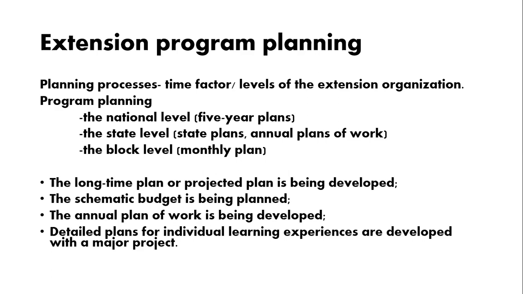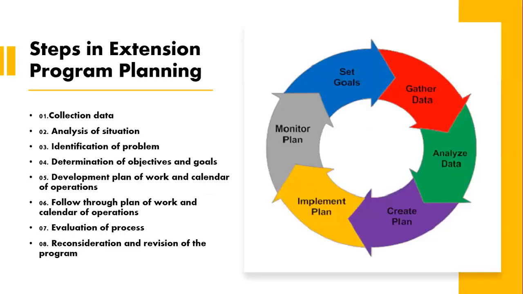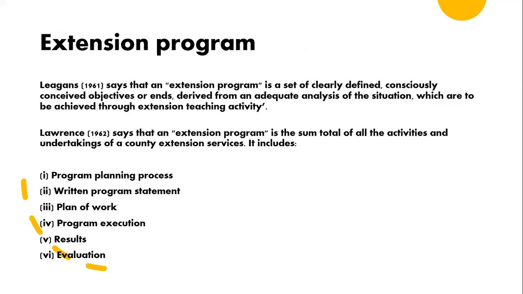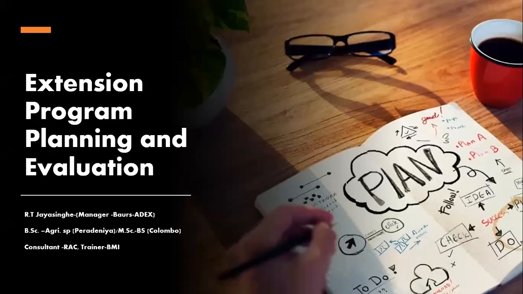For a long-term plan, a projected plan is developed. Systematic budgets are planned and the annual plan of work is developed. You don't need to worry about or keep these things in mind. The points you need to keep in mind are that the time factor and the size or level of the organization are the factors that impact the planning process, or the program planning, right? I think you got this basic point: extension, program planning, and evaluation.